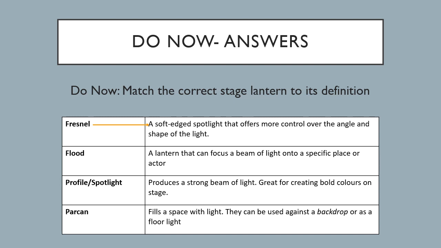If you didn't manage to get this correct, try and correct it with a different coloured pen. Now onto a flood. If you said it fills a space with light, they can be used against the backdrop or as a floor light, then you would have been correct. Profile or spotlight is a lantern that can focus a beam of light onto a specific place or actor. And then finally, that leaves Parkan, which produces a strong beam of light, great for creating bold colours on stage.